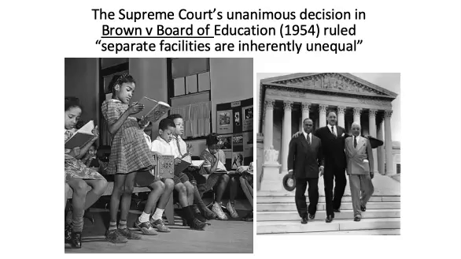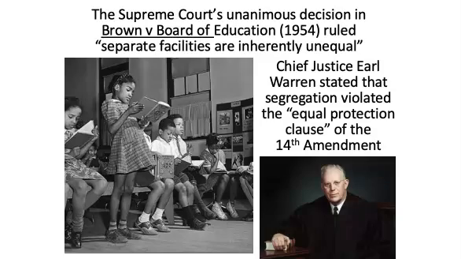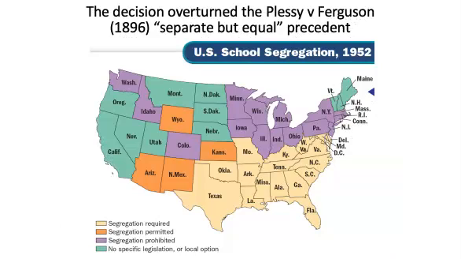Now, in a unanimous decision, the Supreme Court in 1954 is going to rule that separate facilities were inherently unequal. And the Chief Justice at this time, Earl Warren, who we'll talk more in detail about in a future lecture, is going to state that segregation violated the Equal Protection Clause of the 14th Amendment. Now, this had a major impact on southern states. And because of this, what we start to see is that this is going to overturn Plessy v. Ferguson and have a major impact on schools throughout the country.